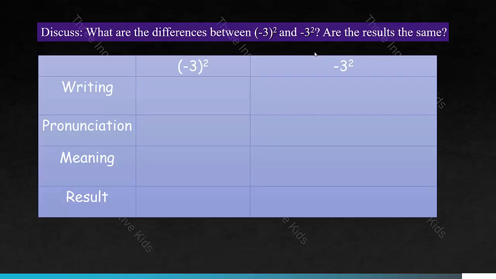Now, what's the difference between (-3) squared and -3 squared? Are the results the same?